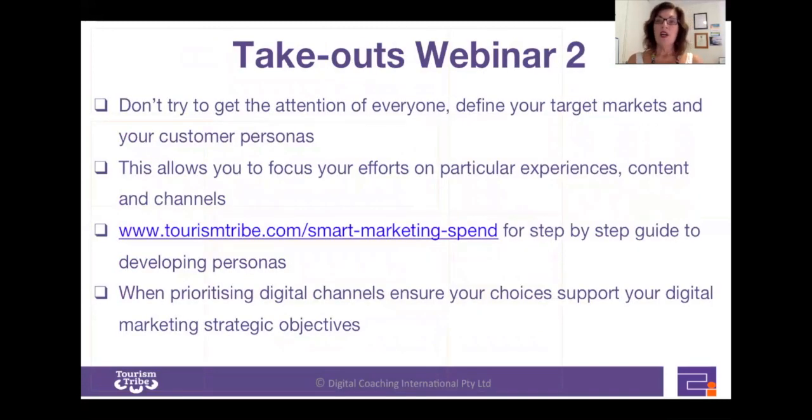So I hope that gave you a bit of a structure and a bit of a process that you can follow for developing a much closer understanding of your target markets, and the way in which you can develop a channel strategy and choose the channels that they use. And now the important takeouts out of this session is, don't try to get the attention of everyone. Define your target markets and your customer personas. This allows you to focus your efforts on particular experiences, content, and channel.